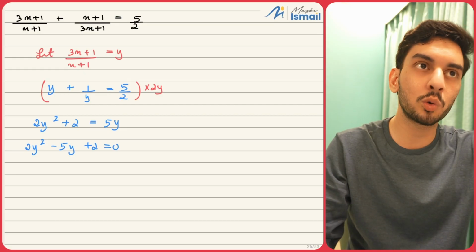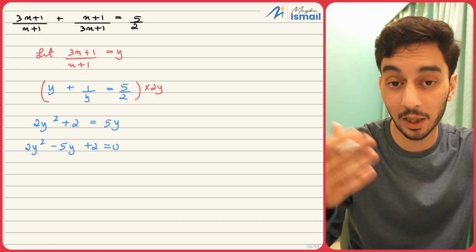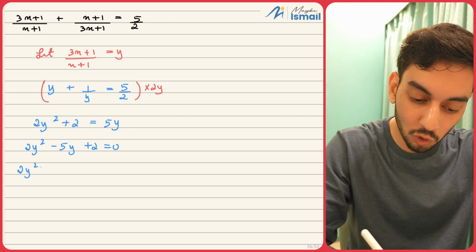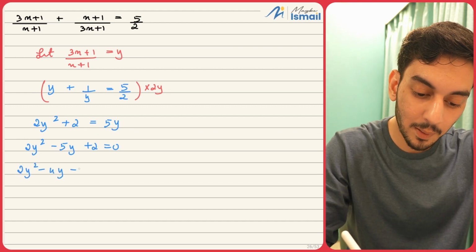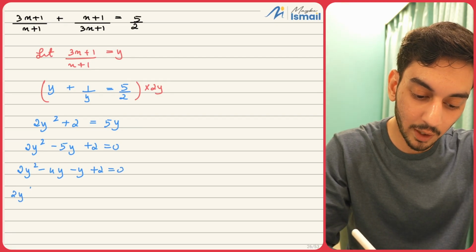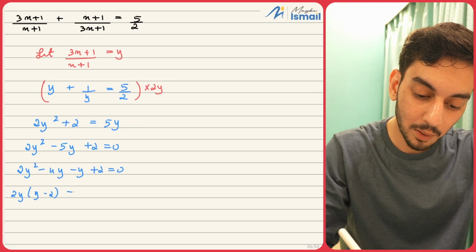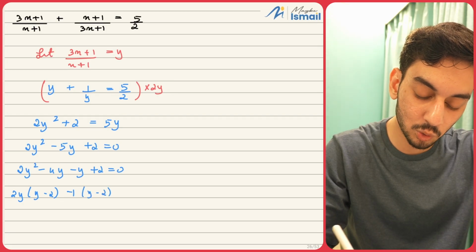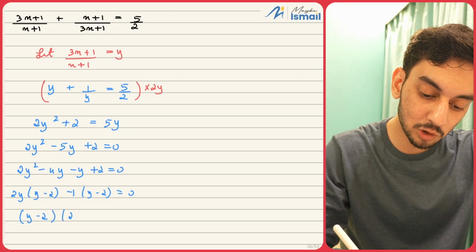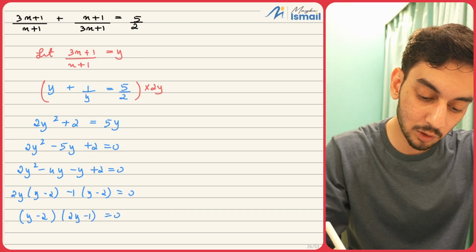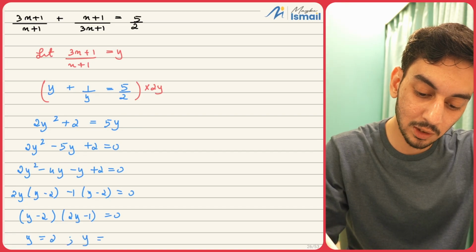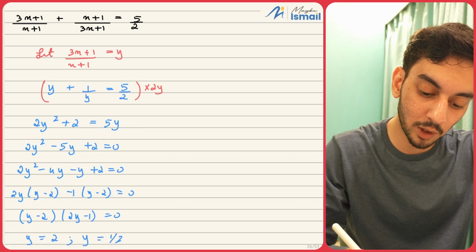That's a quadratic equation. 2 times 2 is 4, and negative 4 times negative 1 is also 4, and negative 4 minus 1 adds up to negative 5. So 2y square minus 4y minus y plus 2 is equal to 0. Take a 2y common, it would be y minus 2. Minus 1 is common, y minus 2 is equal to 0, which means y minus 2 times 2y minus 1 is equal to 0, which means y is equal to 2 or y is equal to 1 over 2. Those are the two values of y.